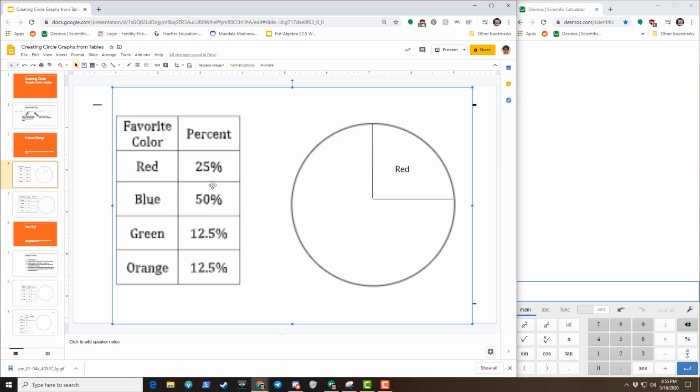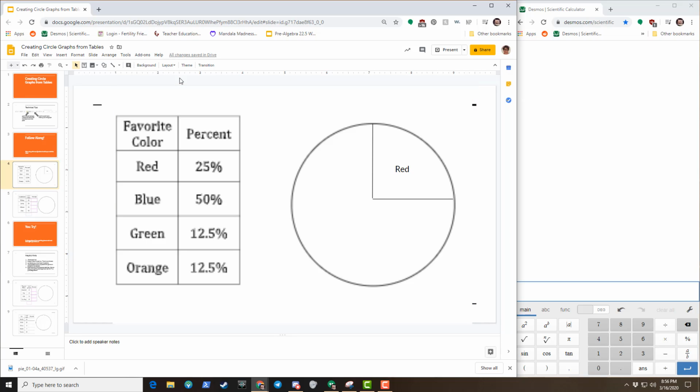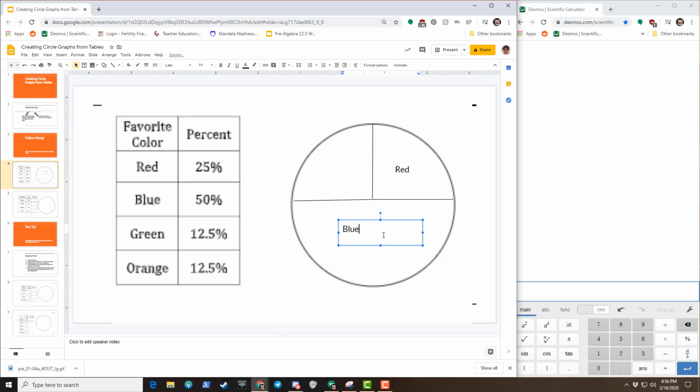Next is blue. So it says 50% of people like blue. Now we know from the beginning of the year that 50% is equal to 1/2. Now we don't start back at the top and go around a half. We pick up where we left off, which is this radius right here, and we're going to go around halfway around the circle. So that means that I need to put a line from the center of the circle straight out. And now this bottom of the circle is about 50%. So we can go ahead and label that blue.